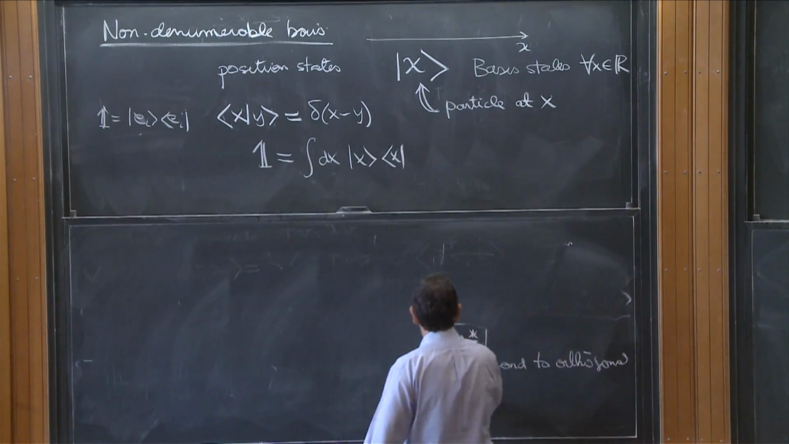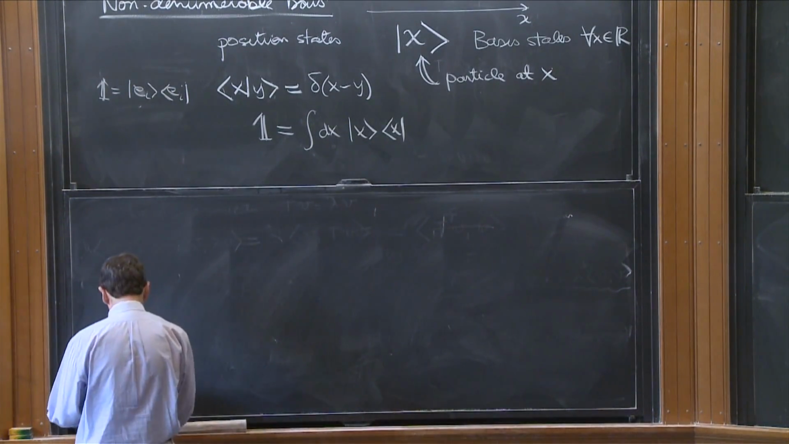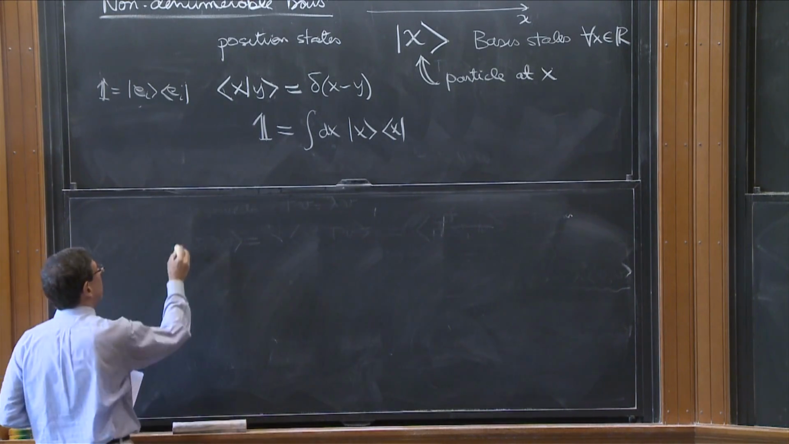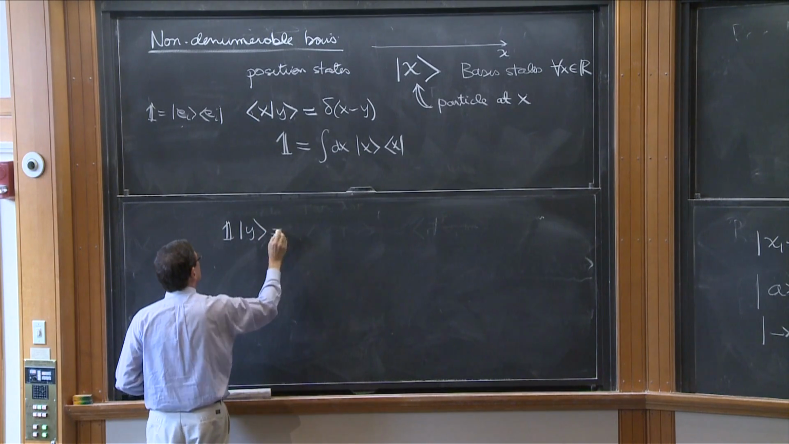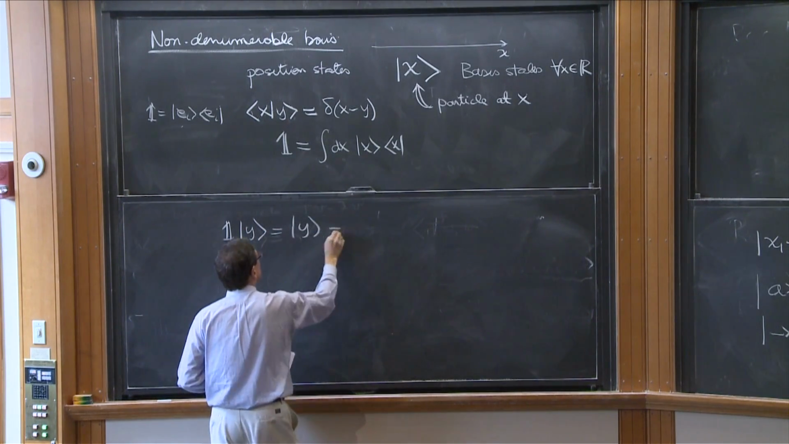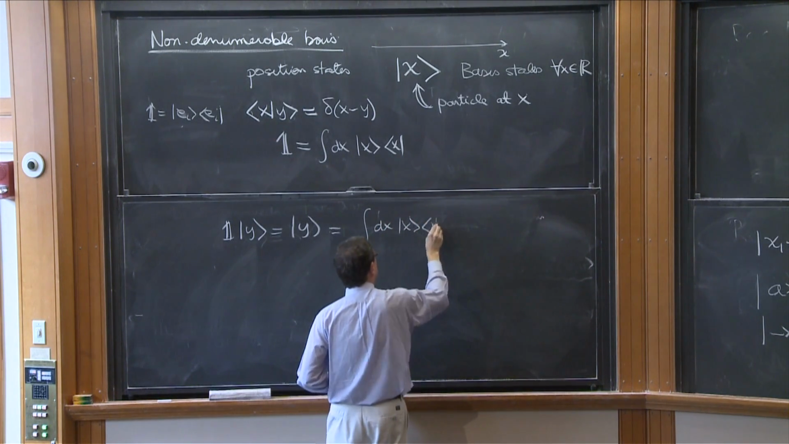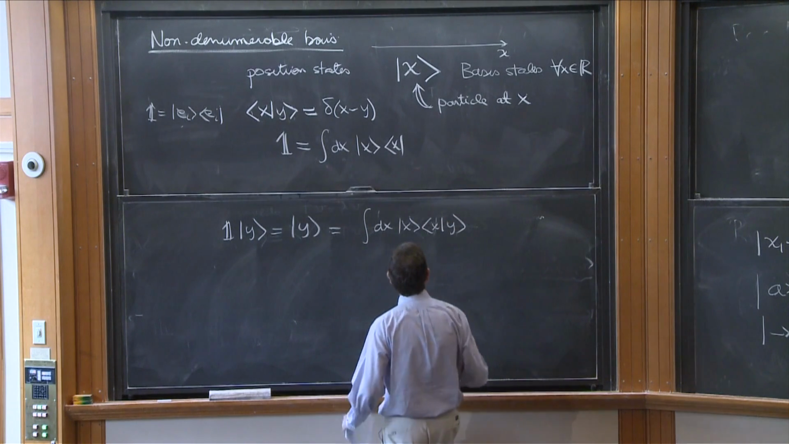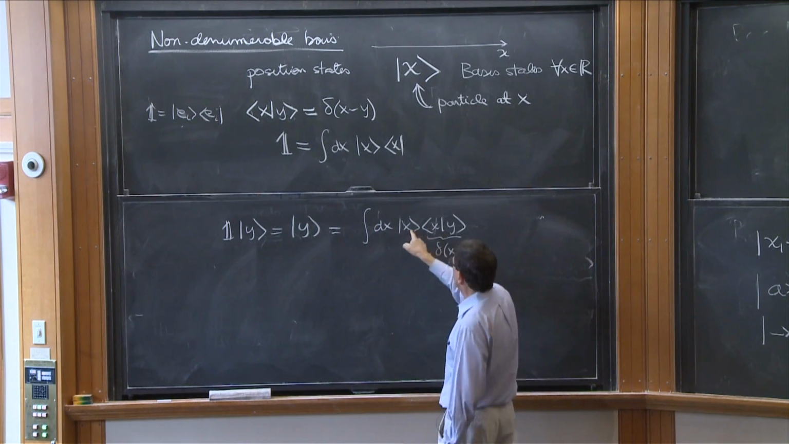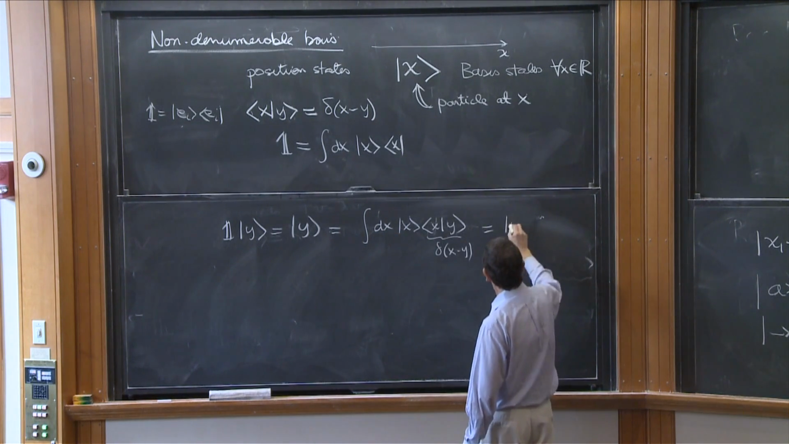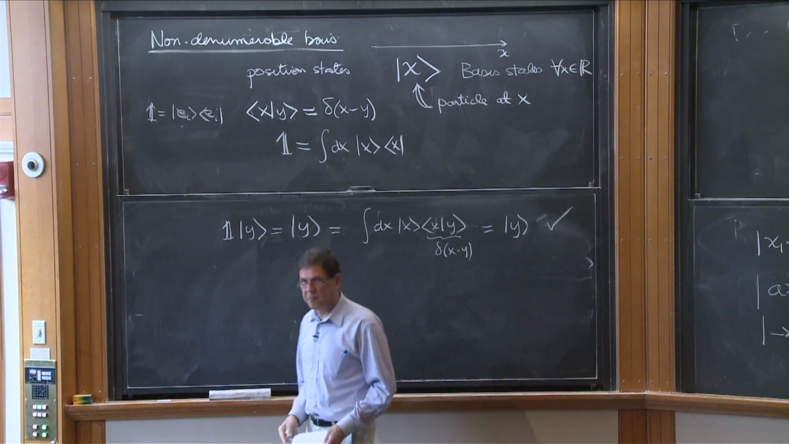So act on this so-called resolution of the identity with the vector |y⟩. So 1 on |y⟩ is equal to |y⟩. And now let's act on the right: |x⟩⟨x|y⟩. This is δ(x − y). And then when you integrate, you get |y⟩. So we're fine.